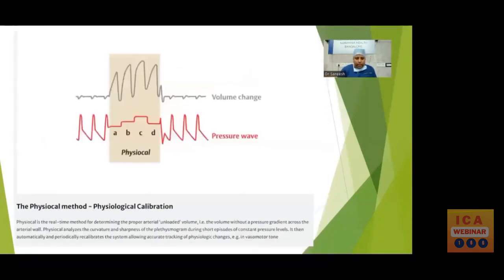This is the physiological calibration method. In this real-time method for determining the proper arterial unloaded volume, that is the volume without a pressure gradient across the arterial wall, it analyzes the curvature and sharpness of the plethysmograph during short episodes of constant pressure levels. It then automatically and periodically recalibrates the system, allowing accurate tracking of the physiological changes.